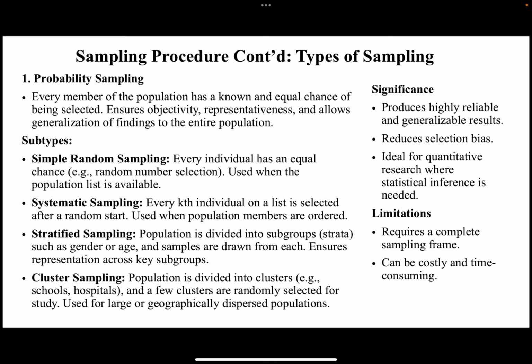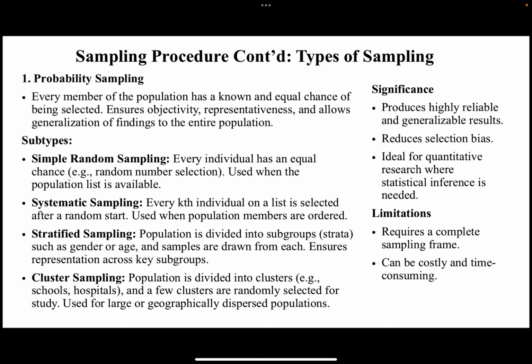So after counting 10, the next person will be the 13th person. Is that okay? Then the next person will be the 23rd person. Then you add another 10. The next person will be the 33rd person, and so on and so forth. Is that okay? That is how we do systematic sampling.